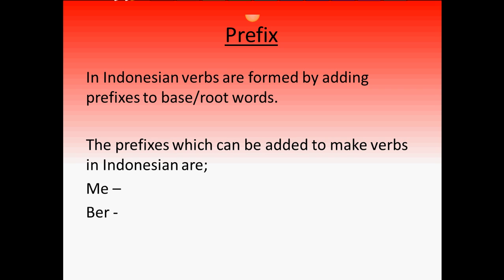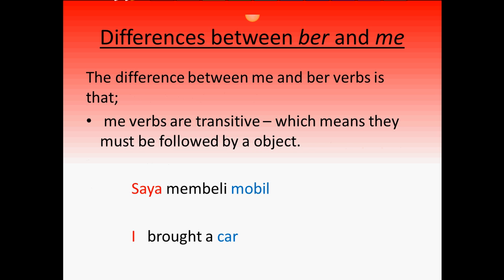Okay, some examples of that: makan, to eat, minum, to drink. But as a general rule, if it's got an m or a b on the front of it, it's a verb in Indonesian. So the differences between be and me, it's important that you understand what these are, so you know how to apply them properly.